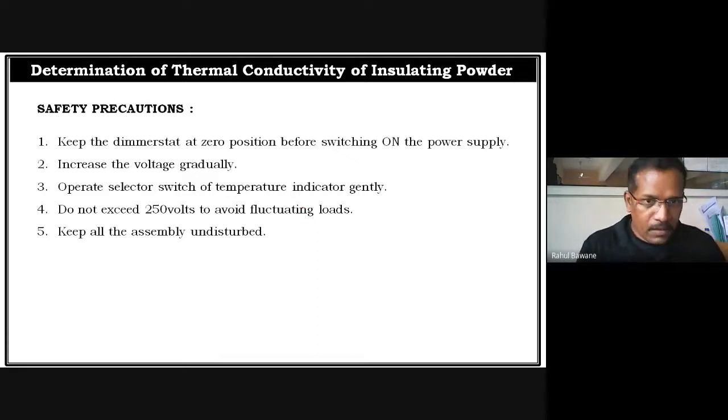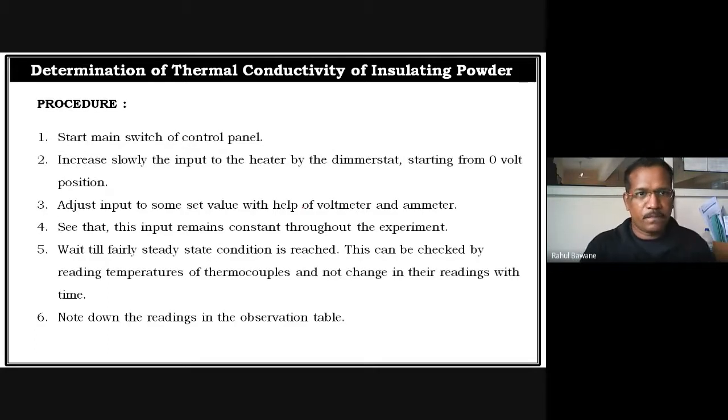Now the procedure. As I already said, we have to start our panel, then increase the input voltage with the help of the dimmerstat and set any particular value, suppose 40 volt or 60 volt or 70 volt, and the corresponding current will be there.